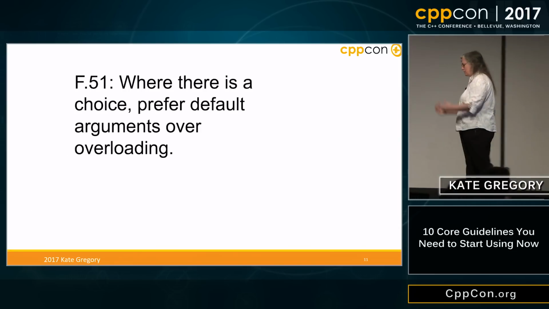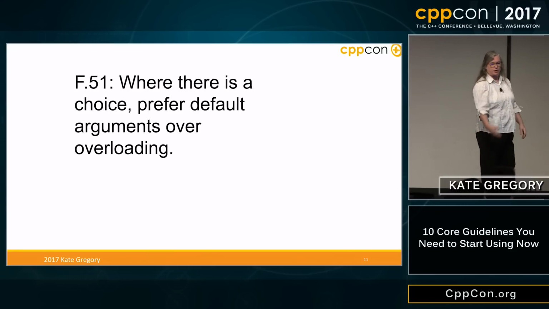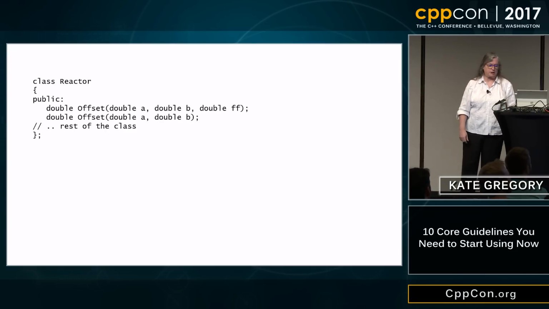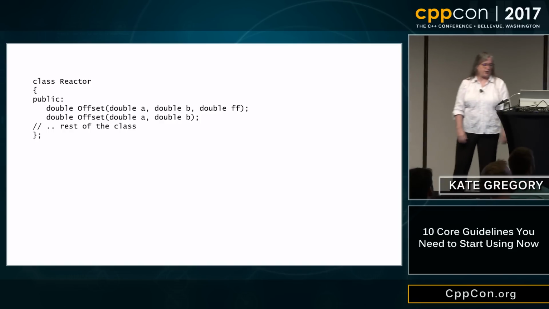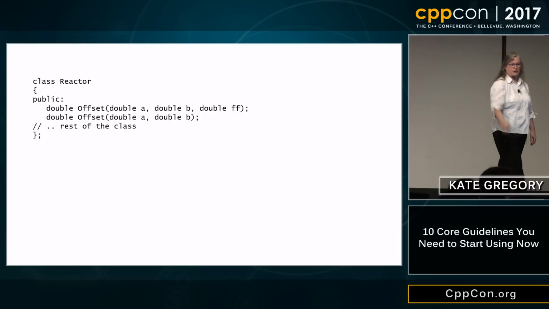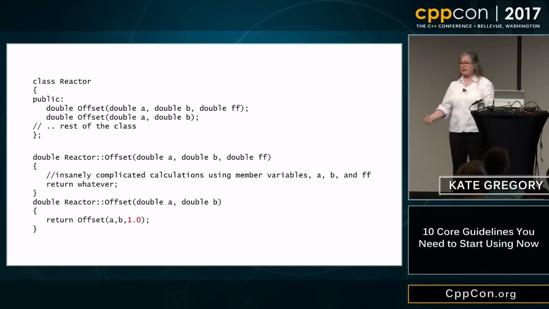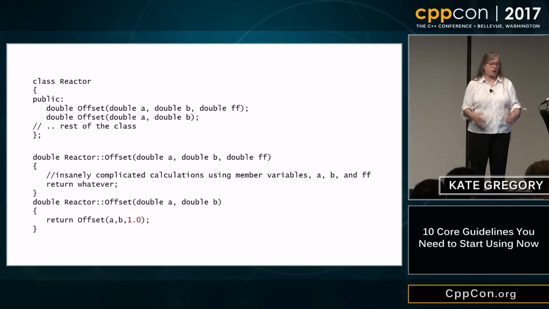Similar argument, I got 2 versions of the same function. One's going to use 2 numbers, one's going to use 3. Should I write 2 different overloads, or should I write one function with a default argument? So here's the 2 overloads version. What am I simulating? A nuclear reactor, apparently. And I can take a pair of doubles, A and B, and a fudge factor, or just A and B. And it turns out that because I am a consistent and lovely person, I've implemented the 2 argument one by calling the 3 with a hard-coded value.